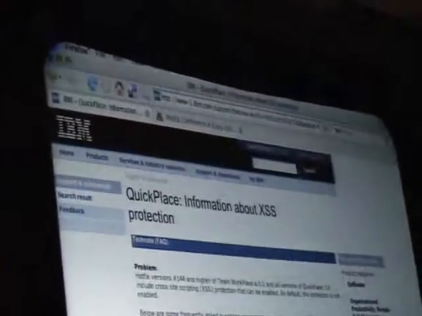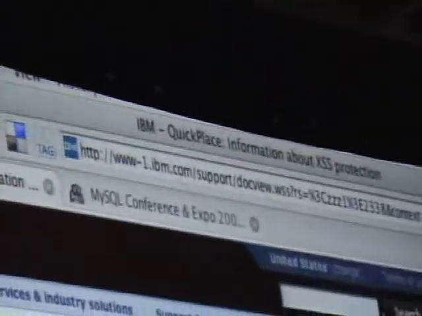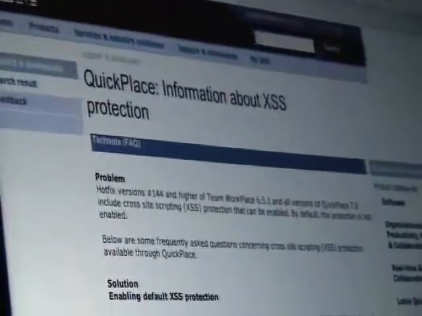Another one. IBM has a very nice page up on cross-site scripting, which is of course cross-site scriptable. And I picked on these two particular sites just because I find them funny. 80% of all websites out there have holes. Some of them not that serious, some of them very, very serious, but most of them have holes.